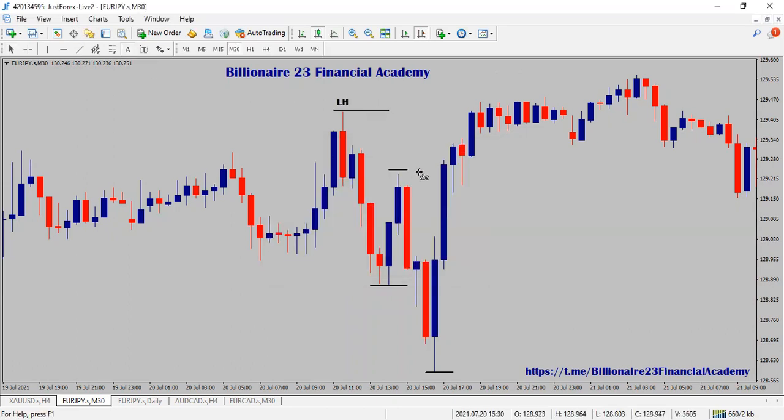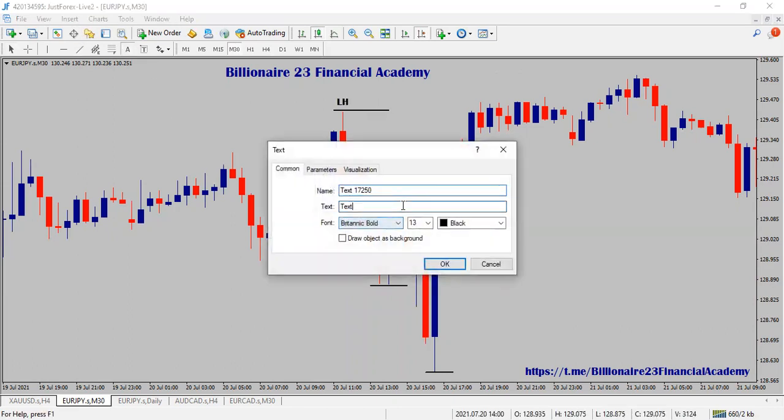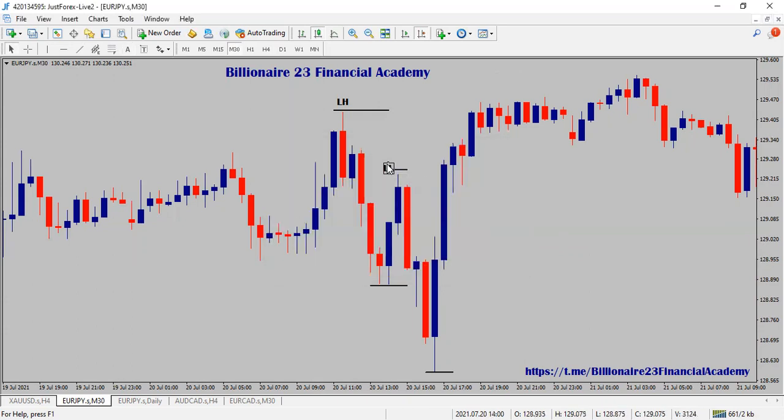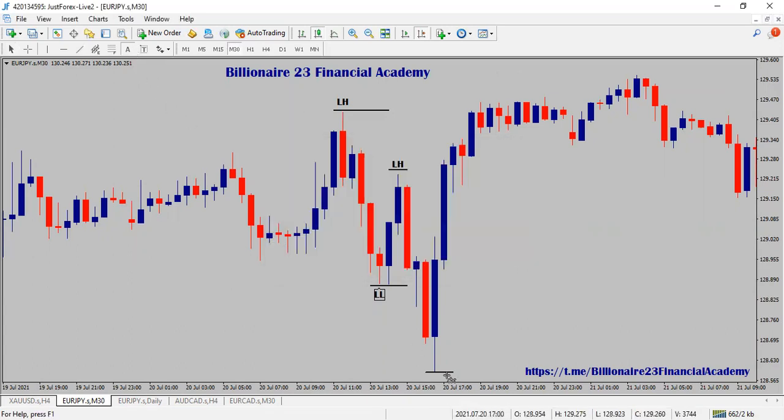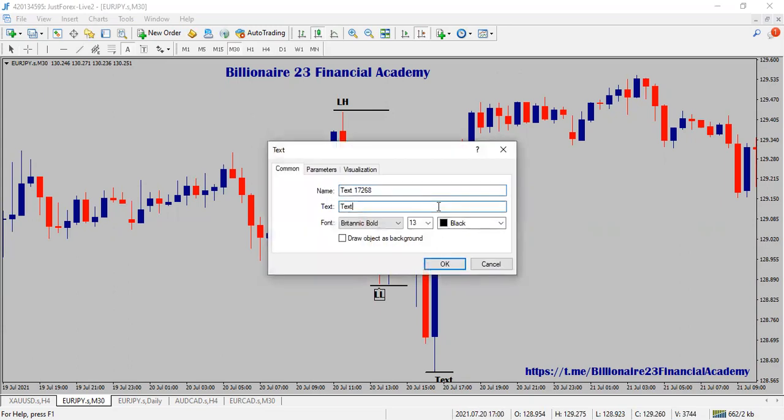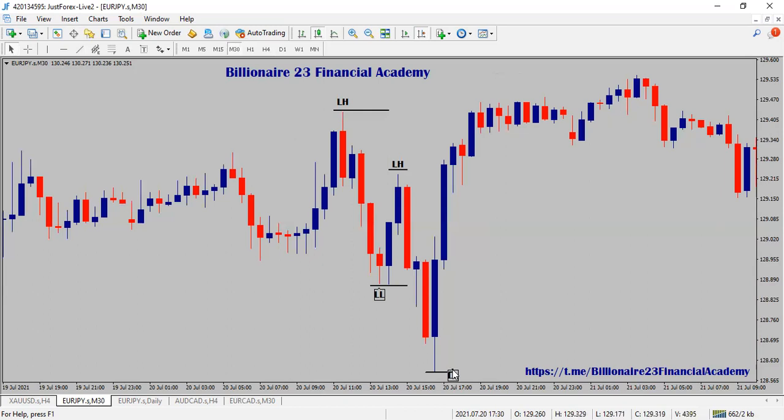Lower high, lower low, no, lower low, yeah. And then lower high, lower low. This time there's no double bottom. There's just one lower low.